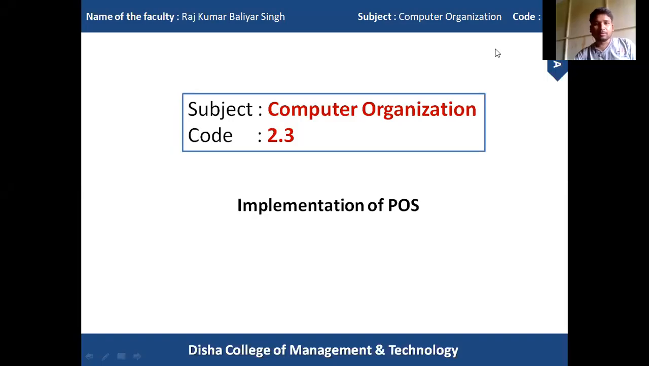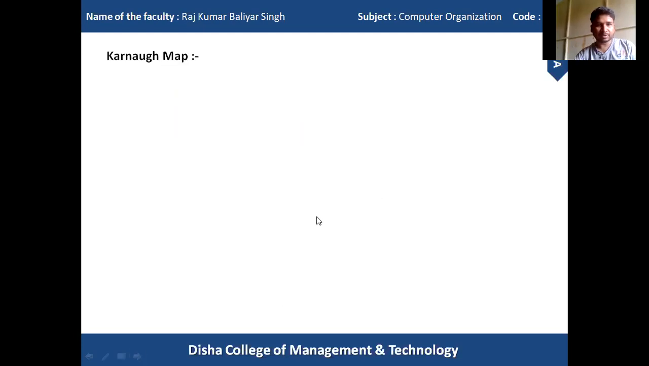Good morning, students. Let's continue with the topic implementation of POS, that is product of sum. Product of sum is part of the Karnaugh map, or K-map. As you know, the K-map is used to reduce the Boolean function. From the last few classes, we got the idea about the simplification procedures and the reason for simplifying the Boolean expression.